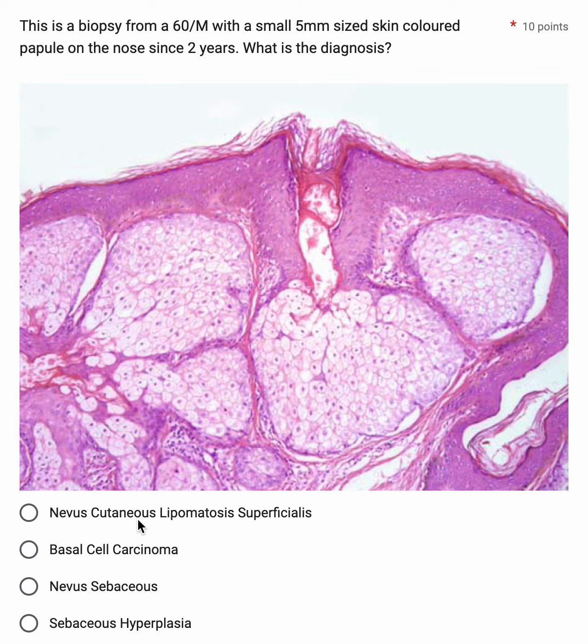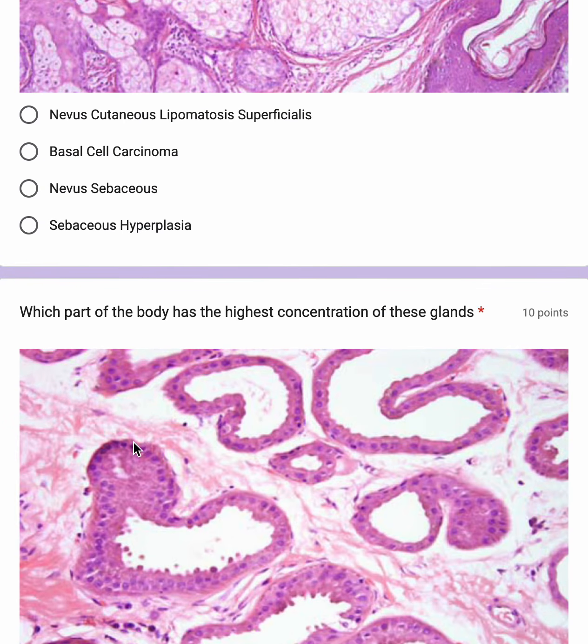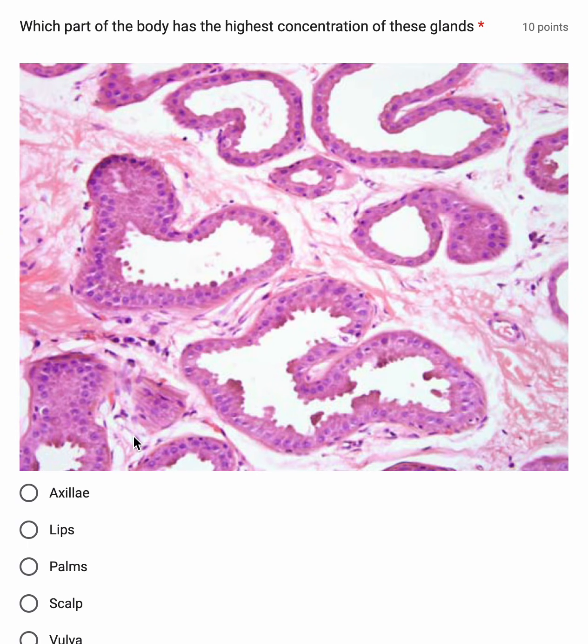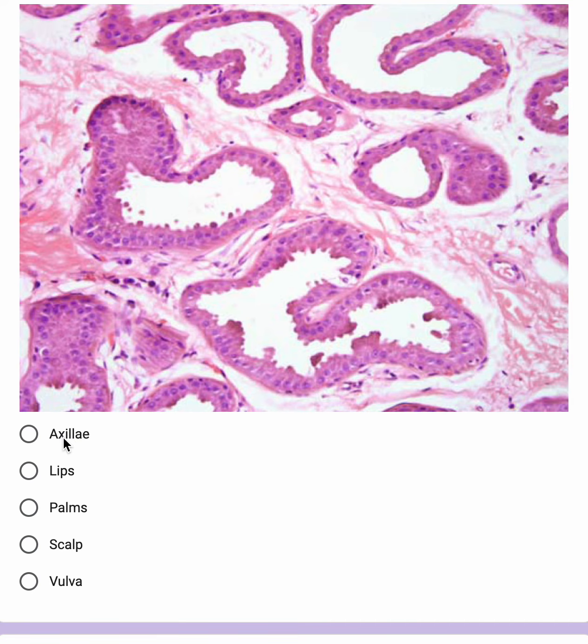This is not nevus cutaneous lipomatosis superficialis because, A, the site is all wrong, it usually occurs on the buttock areas, and B, this is not adipose tissue. This is sebaceous gland. Which part of the body has the highest concentration of these glands? Now, these are the clue to what these glands are. These are not sweat glands. These are apocrine glands, because you're seeing this apocrine secretion. Apocrine glands are largest in the axillae.